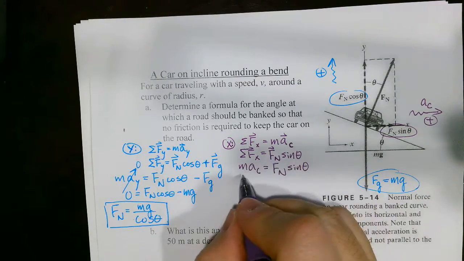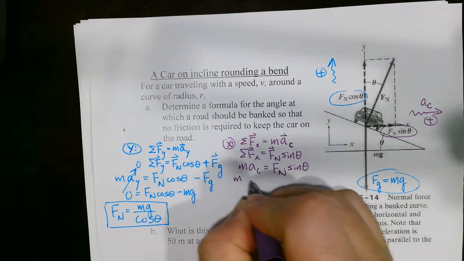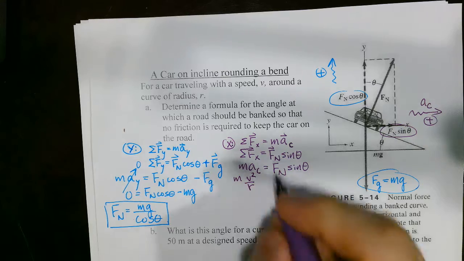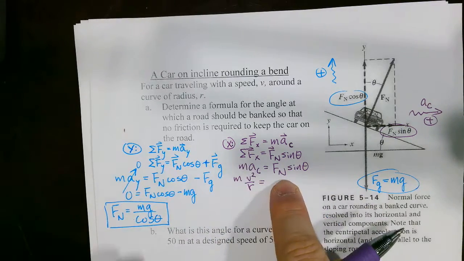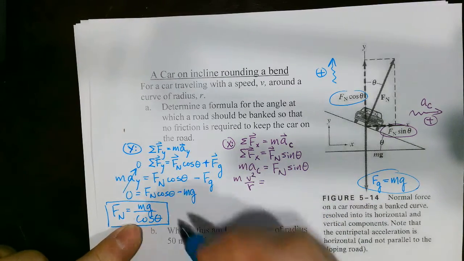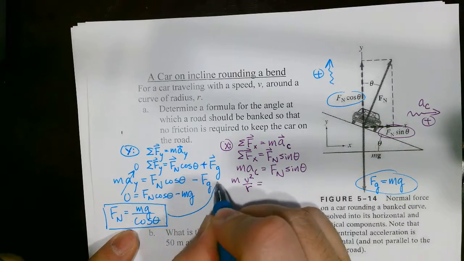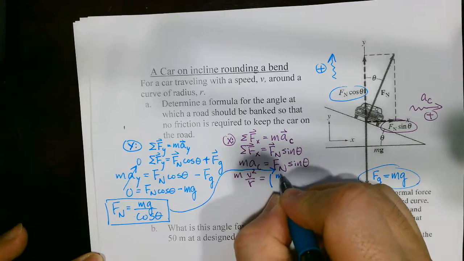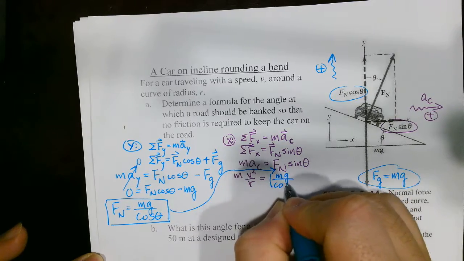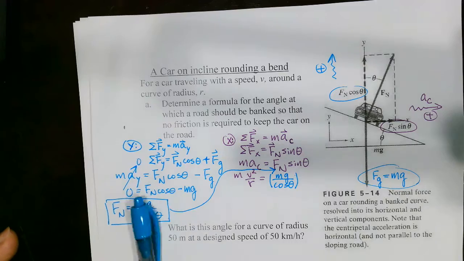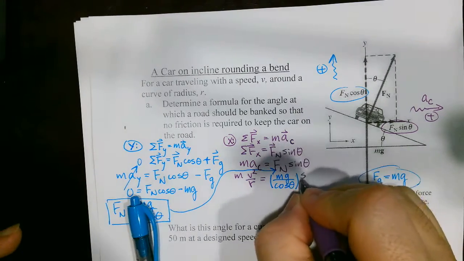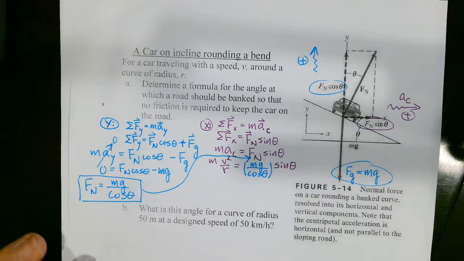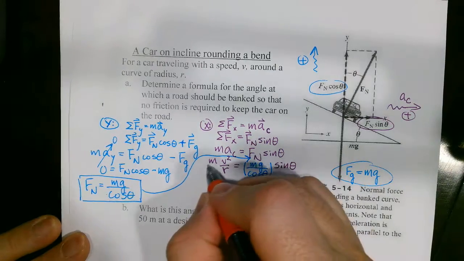Well, we know the centripetal acceleration is equal to m times v squared over r, which is equal to Fn times sine theta. We know Fn is mg over cosine theta, so we can substitute that in here as mg over cosine theta times sine theta, right? Look what happens to my mass. My mass cancels out.